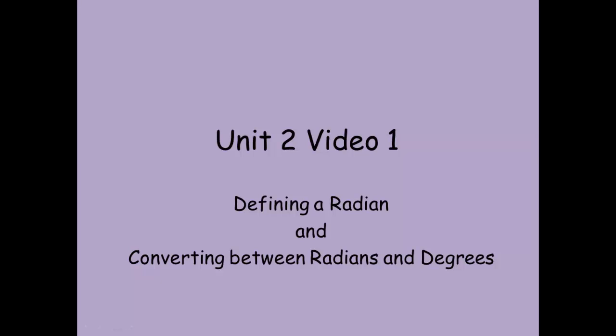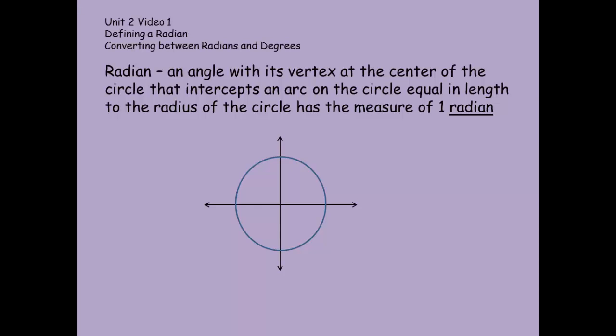We are here with Unit 2, Video 1, defining a radian and converting between radians and degrees in both directions. So we'll start here with defining a radian. Since we've not really used that term before, radian is actually a way to measure an angle, similar to measuring an angle in degrees, just like you'd measure length in inches or meters or feet. We can measure an angle in two different units. So radian is one of them.